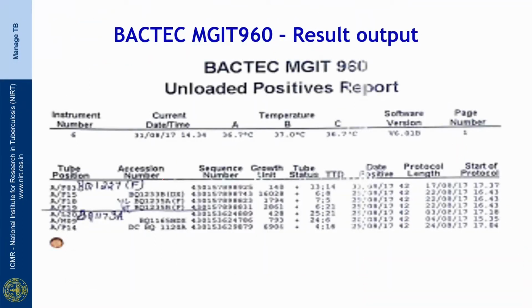This BACTEC MGIT960 result output is shown here. There is a lot of data here which includes the patient's identity, the tube number and so on. But the most important thing here is the growth unit, which is based on the fluorescence which has been measured, and then time to detection, TTD. Time to detection is labeled in days and hours.